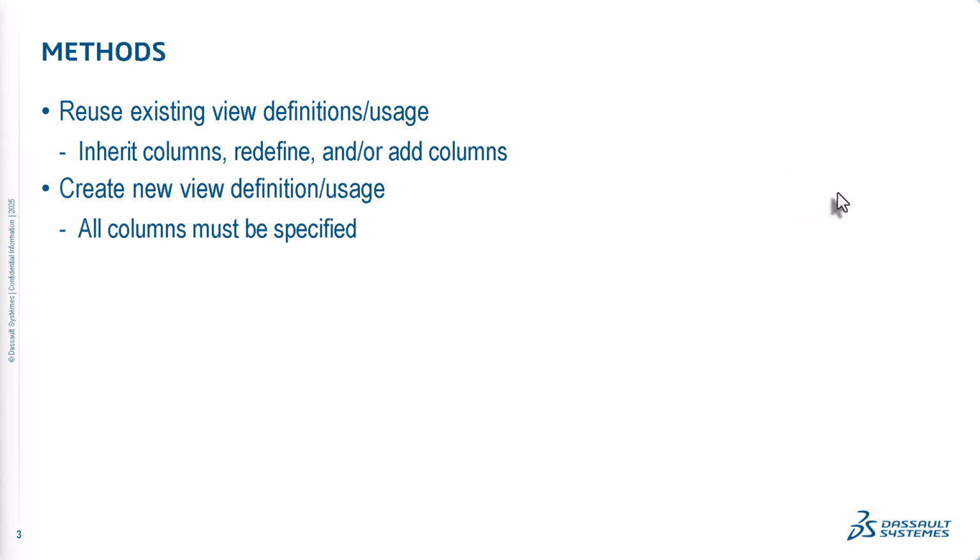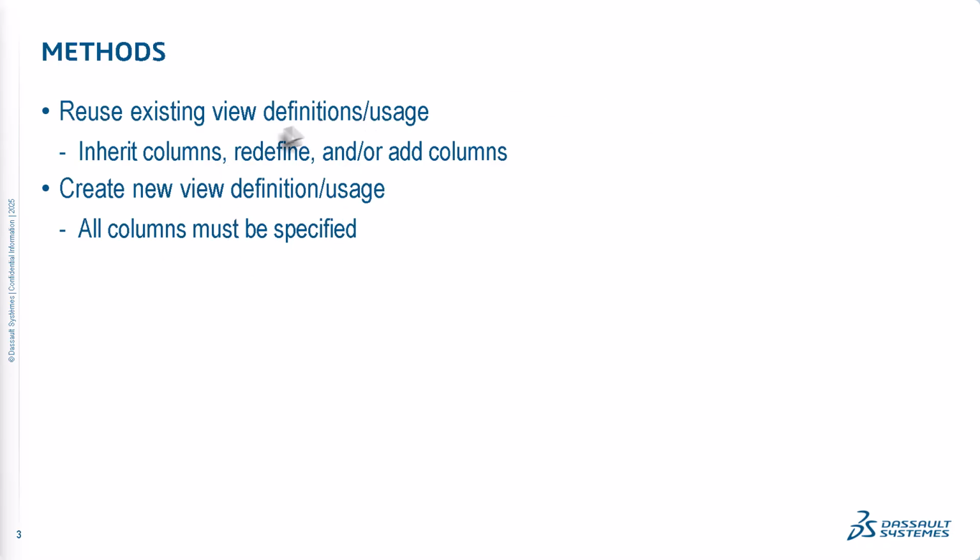Okay, so there are two main methods. You can reuse existing tables that we have for you, and this means you will be inheriting columns. You'll need to add or remove the columns you don't want and redefine if you want to change certain things to these tables. Additionally, I'll be showing what it's like to create a view definition or usage completely from scratch. In this case, you would specify all of your columns manually. So we'll see what both of these flavors look like.